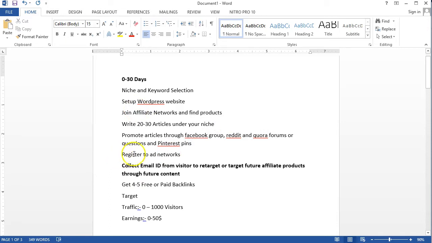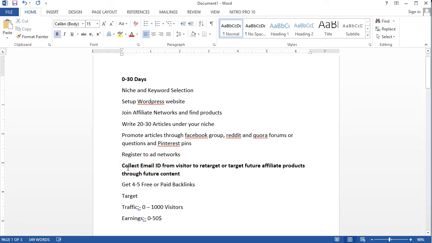Now after you write 5 to 10 articles and you have started getting some traffic, go and register with ad networks so that we can monetize even the people who don't convert on our affiliate networks. We can get some amount of money through those ad networks.